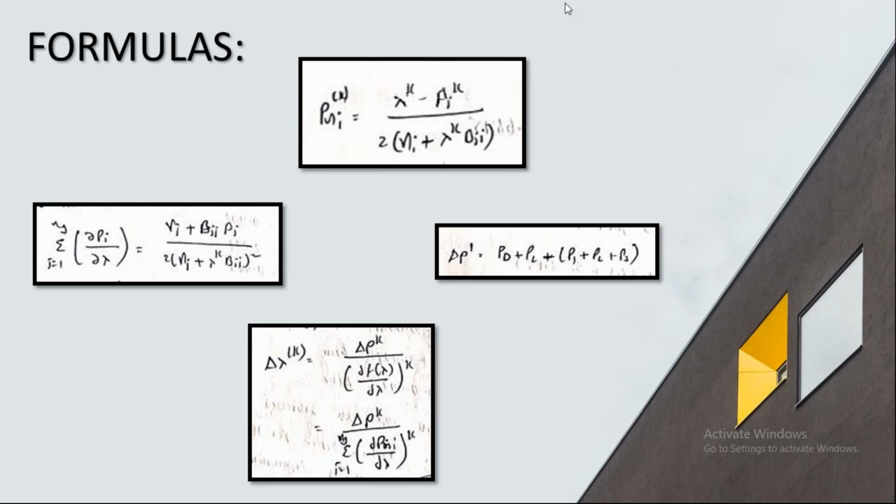Now, from the given data, that is C1, C2, C3, write down alpha 1, beta 1 and gamma 1. Similarly, alpha 2, beta 2, gamma 2, alpha 3, beta 3 and gamma 3. Write down these 9 parameters.